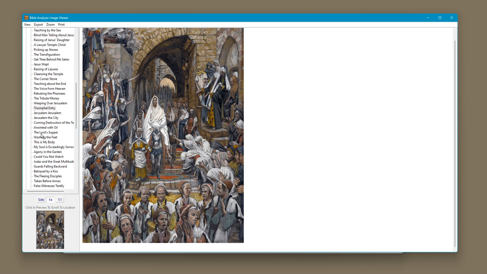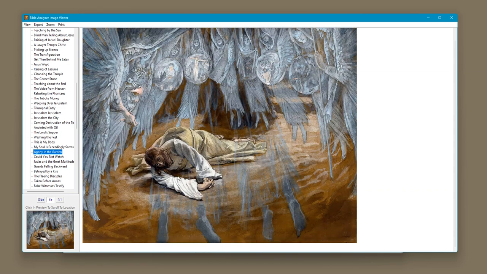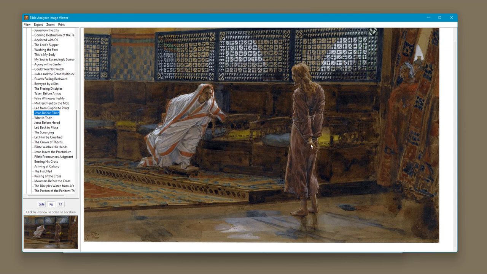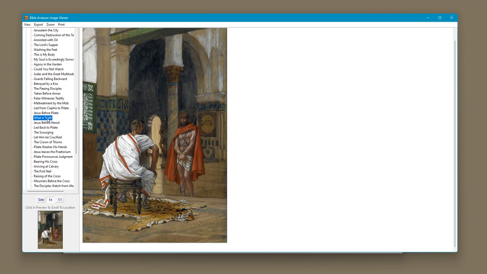And then you have where he has the things of the Last Supper, the Lord's Supper, washing the feet, and all of that. He's in the garden. That's where the angels came and ministered to him because all the disciples left him. Then you have more images like here he is before Pilate. He comes up before Pilate, all bound as a prisoner. Then he comes to Pilate again.